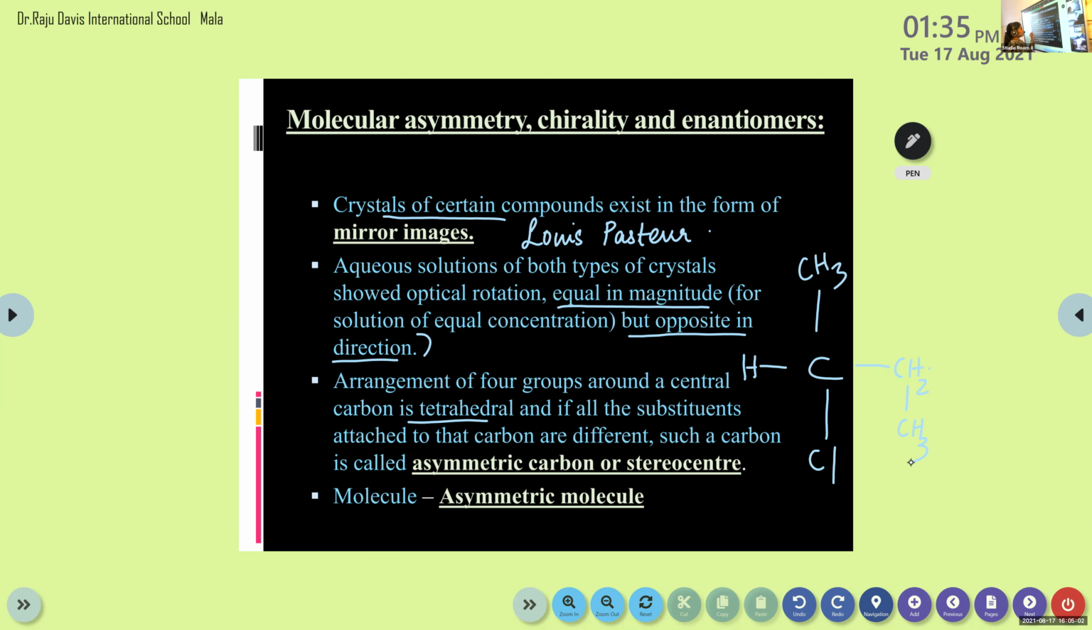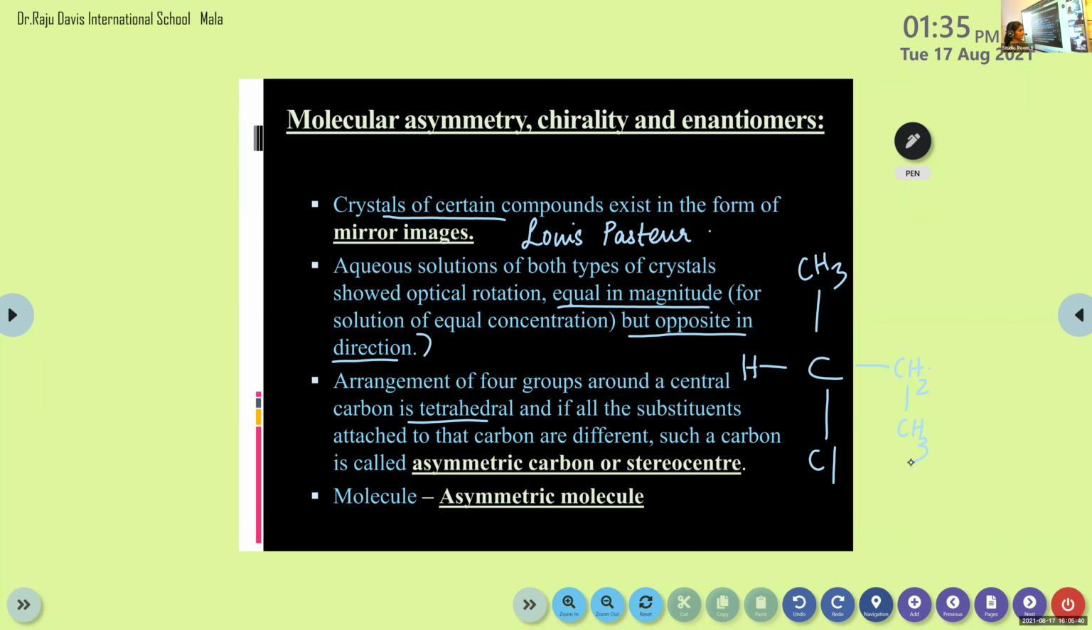So the arrangement of 4 groups around a central carbon is tetrahedral, and if all the substituents attached to that carbon are different, it is considered an asymmetric carbon or stereocenter. Symmetric means they are similar, right? They are equal. But here, the 4 groups are different. That's why this carbon is known as asymmetric carbon or stereocenter. So a molecule with this asymmetric carbon is known as an asymmetric molecule, a molecule which possesses asymmetry in its structure.